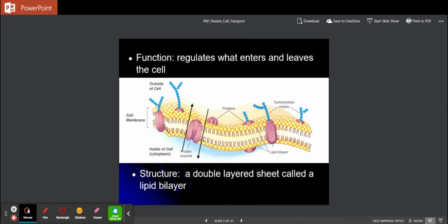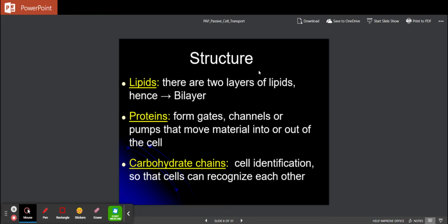So, like I said earlier, the cell membrane regulates what enters and leaves the cell, and this is called the phospholipid bilayer. So, the structure: there's two layers of lipids, hence why it's called bilayer. The proteins form gates, channels, or pumps that move materials inside and outside the cell, and carbohydrate chains are cell identification, so cells can identify each other.